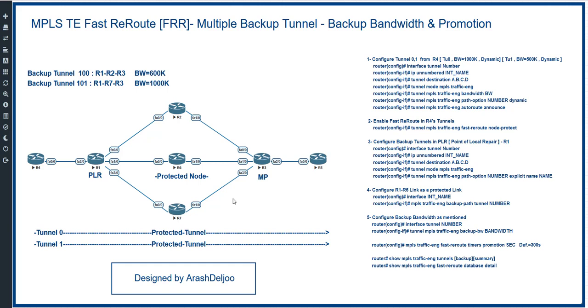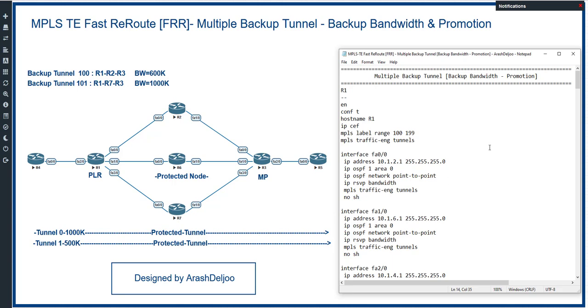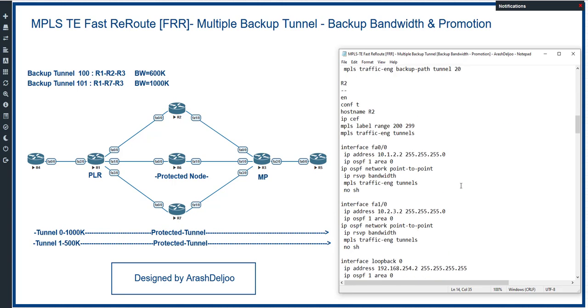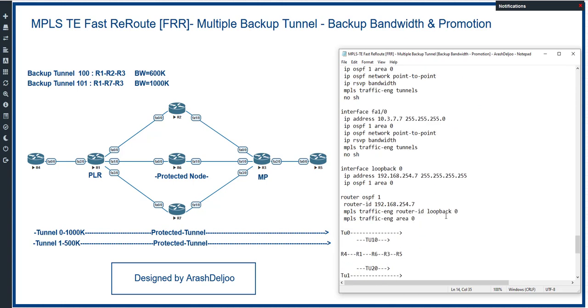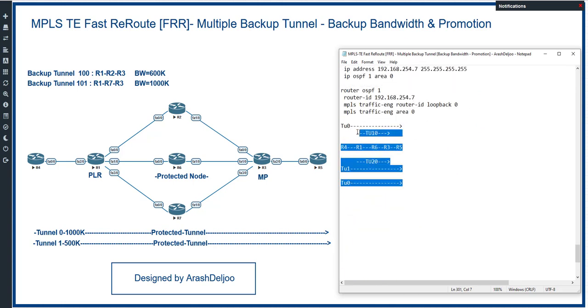The question is how we can determine which protected tunnel uses which backup tunnel. Maybe you ask, what is the importance of the selection of, for example, tunnel 100 with tunnel 0, or tunnel 100 with tunnel 1? Let me explain this feature. Look at here, this is the configuration of this scenario. We will use it, but for understanding the backup bandwidth, let me use this scenario.